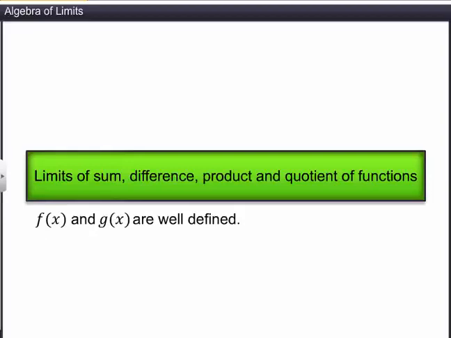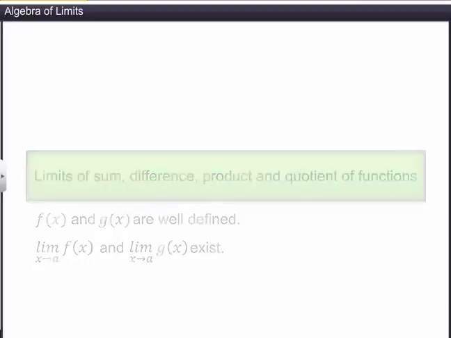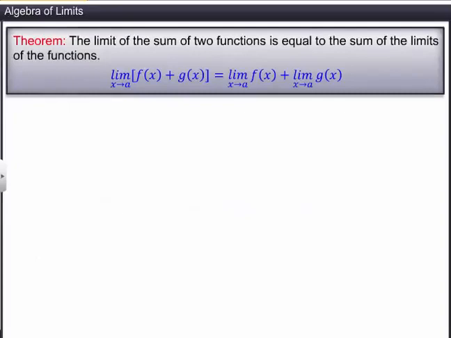Let f of x and g of x be two well-defined functions, and limit x tends to a, f of x and limit x tends to a, g of x exist. Then, the limit of the sum of the two functions is equal to the sum of the limits of the functions. We will verify this theorem.